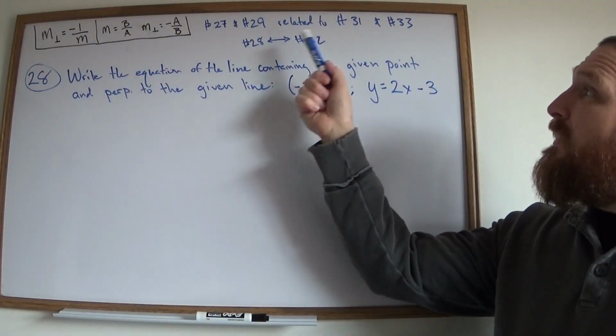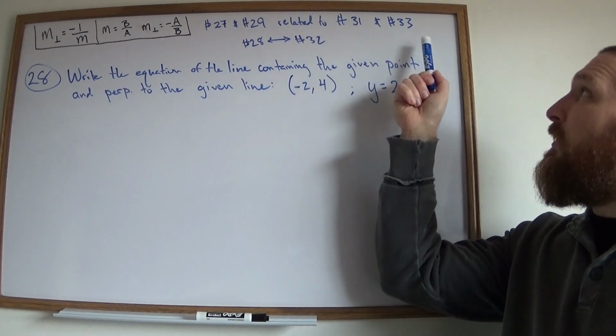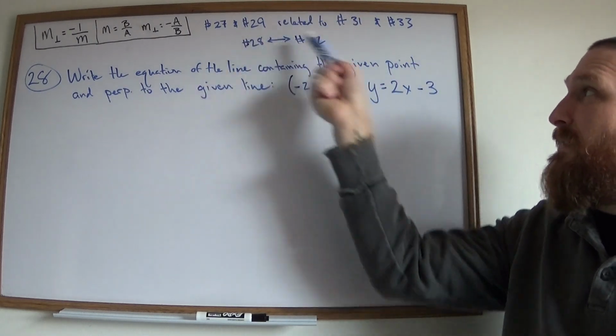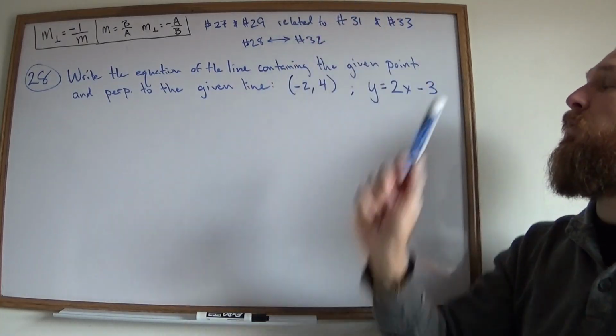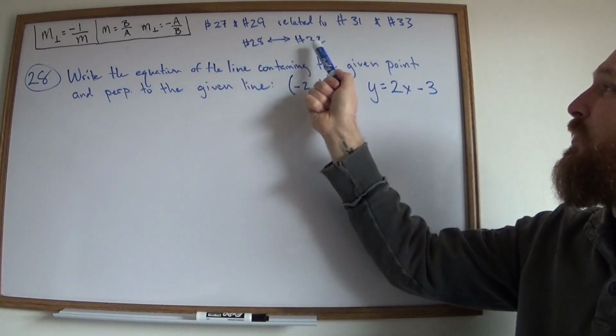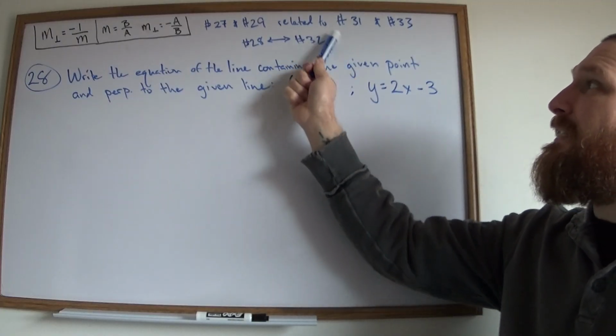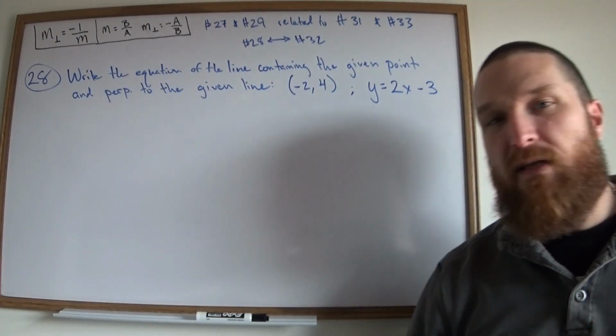So numbers 27 and 29 are related to 31 and 33. That is, 31 refers back to 27, and 33 refers back to 29. The same way 28 and 32 are related. We're going to do 32 in a second, and you'll see that it relates back to this question here.